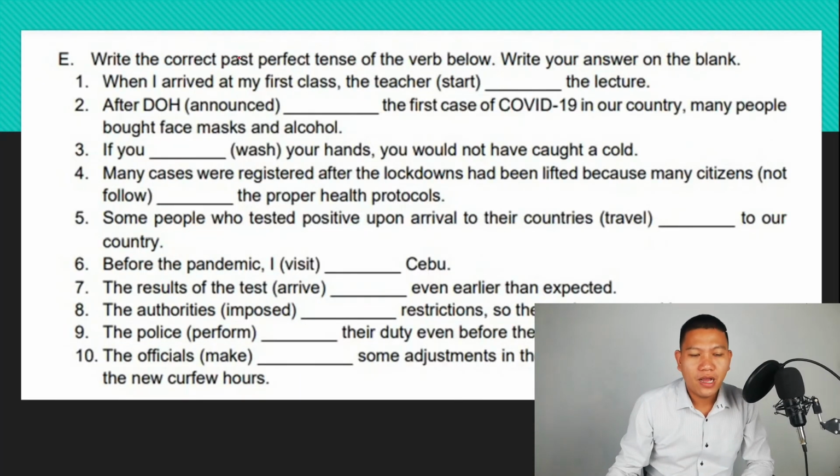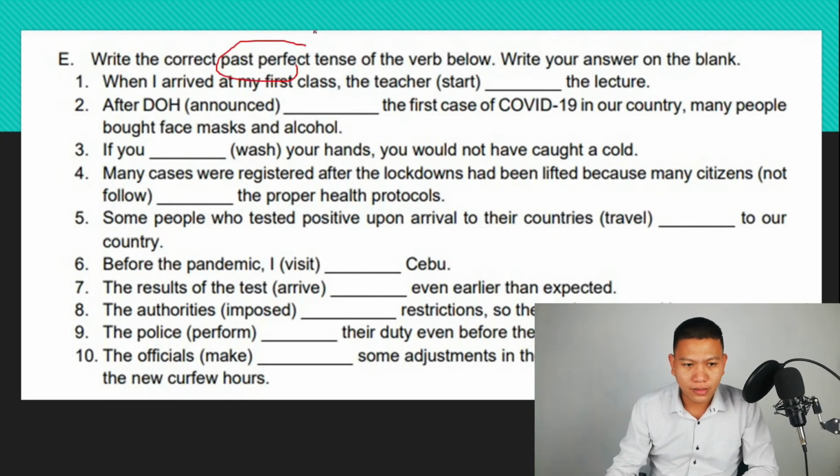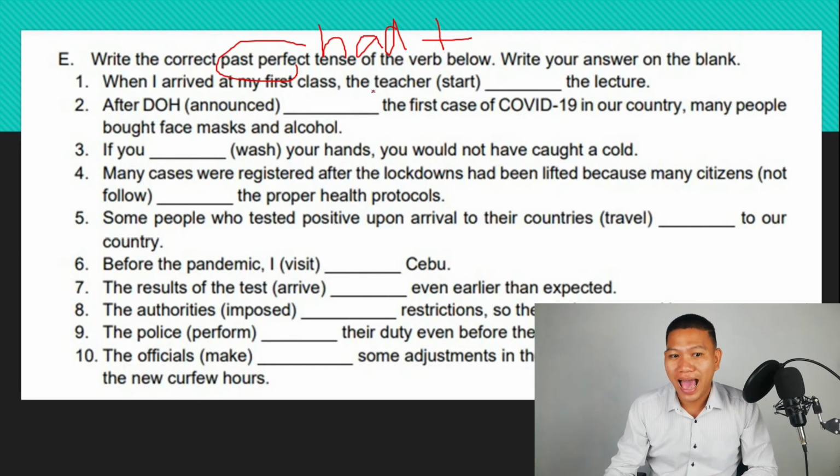Next, letter E. After D, we have E. So this time it's past perfect. So we will add had and then the past participle of the verb in the parentheses.